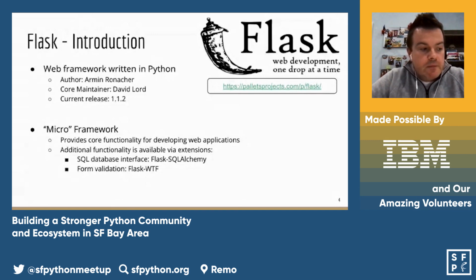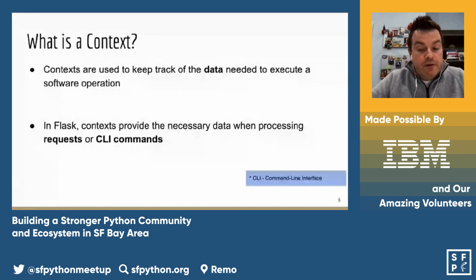in order for your software to execute. So in Flask, these contexts provide the necessary data when you're processing either a request that's come in or if you're doing command line interface commands. The focus of this talk is going to be on how we handle requests, but the concepts also apply if you're handling CLI commands in Flask.